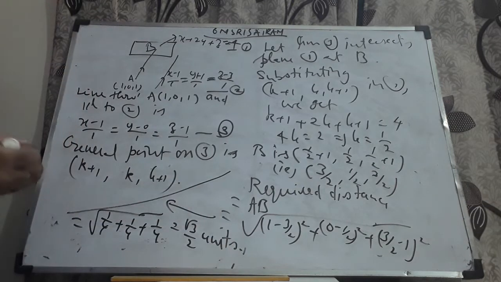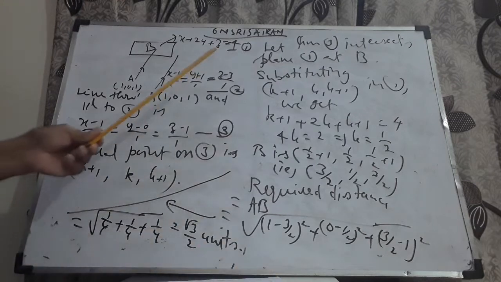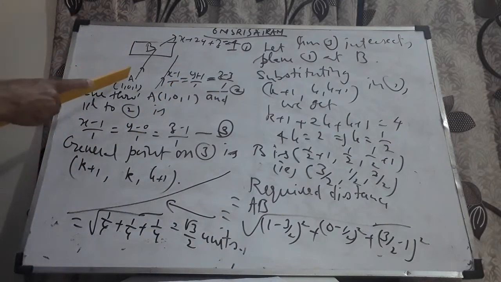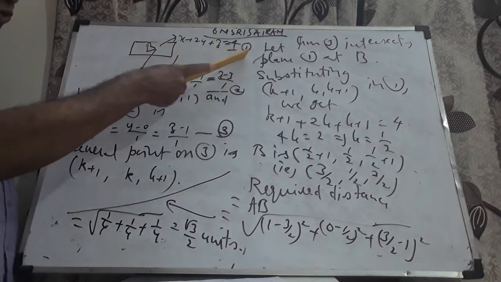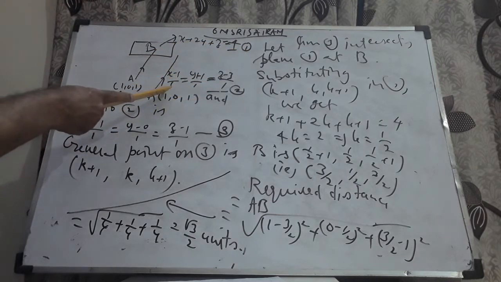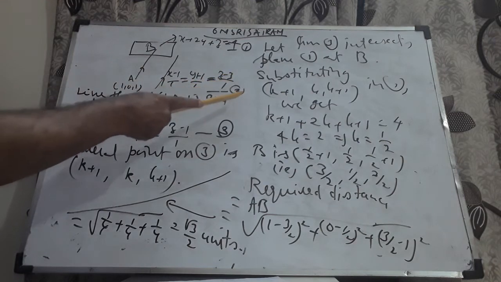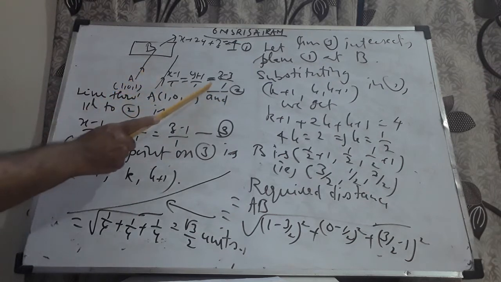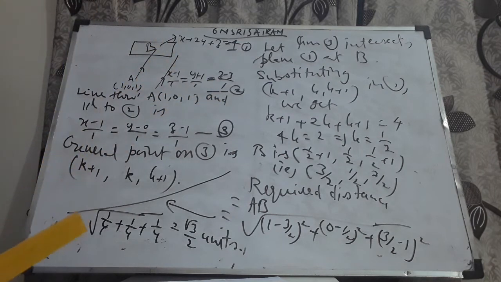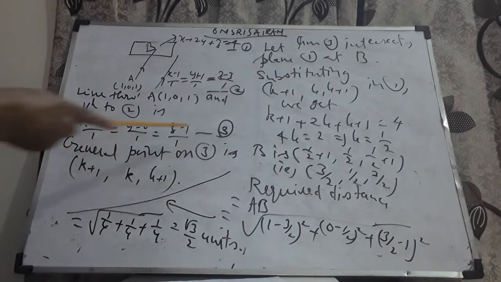Let me just repeat. I am supposed to find the distance between (1, 0, 1) and the plane x + 2y + z = 4 measured parallel to this line. That's the meaning. I assume the given point is A(1, 0, 1). Given plane x + 2y + z = 4, equation 1. Given line (x - 1)/1 = (y + 1)/1 = (z - 3)/1, equation 2. Line through A(1, 0, 1) and parallel to 2. I need to draw it parallel to this. Remember, that's the very idea. Now name it as 3.